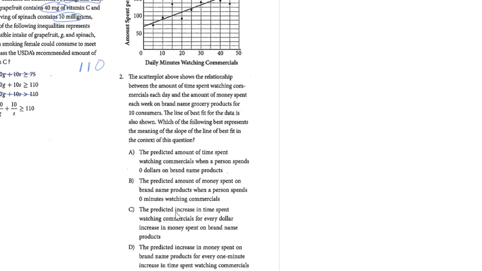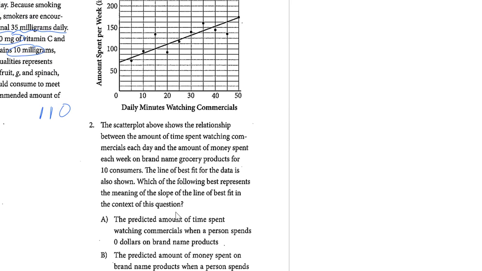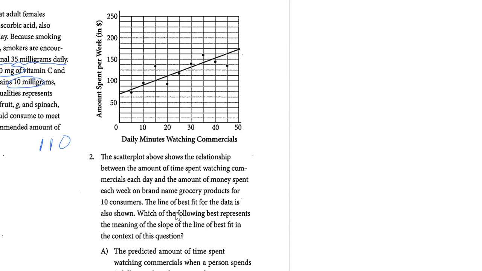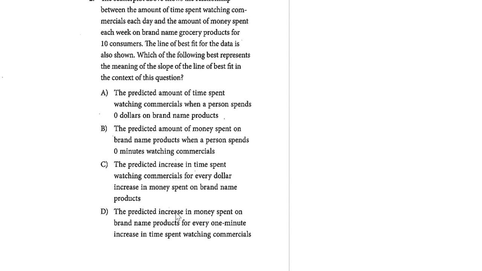All right, so again, hopefully we glanced at the last line here. Which of the following best represents the meaning of the slope of the line of best fit in the context of this question? So the slope is kind of how things are changing. It's the rate at which things go. So we're seeing the daily minutes of watching commercials, and as it goes up, the amount spent per week in dollars goes up as well. So if we read through these, the only one that's really going to make sense here is D, the predicted increase in money spent on brand name products for every 1 minute increase in time spent watching commercials.